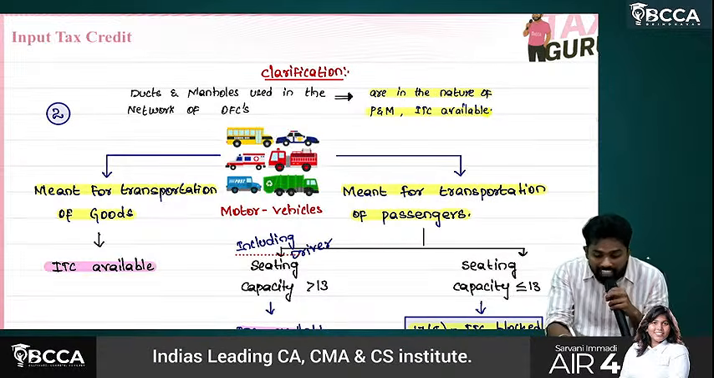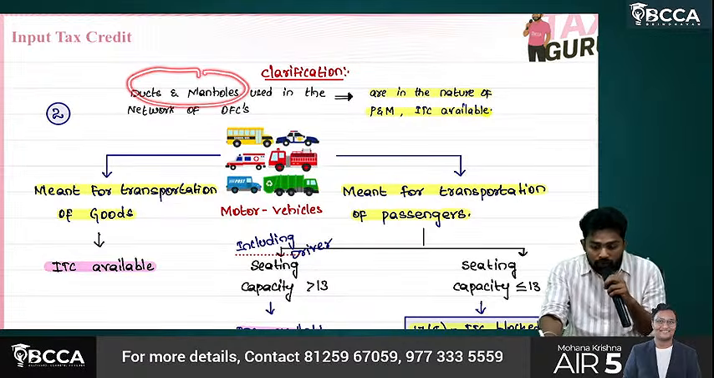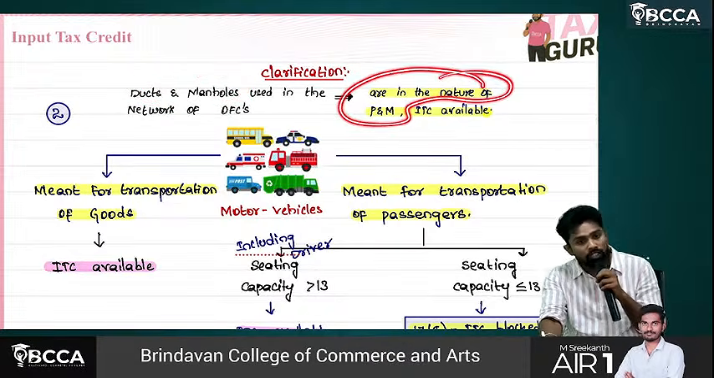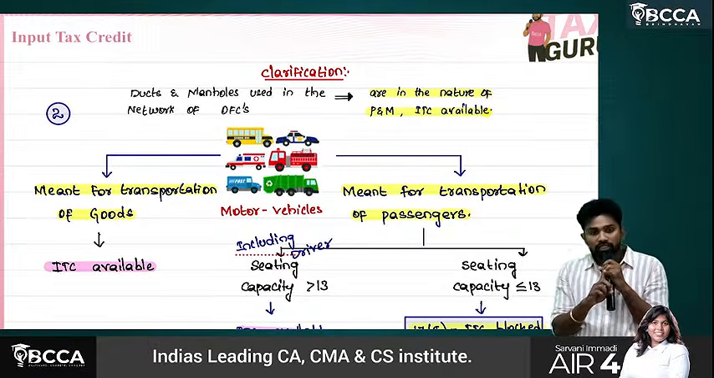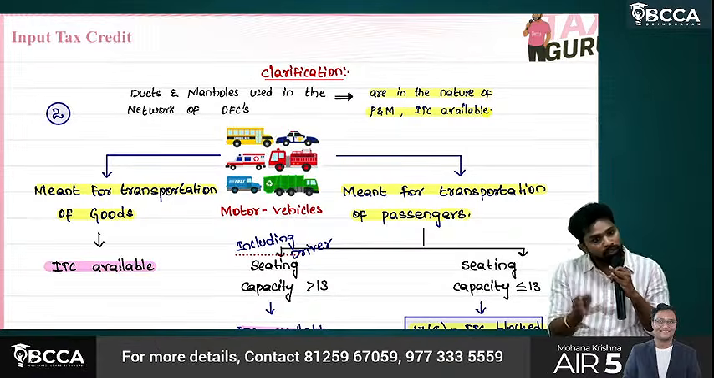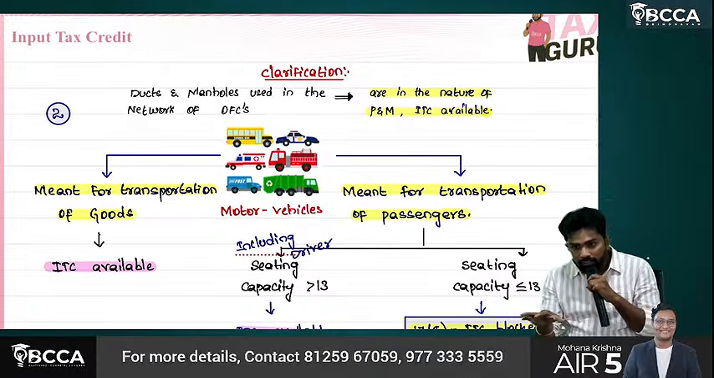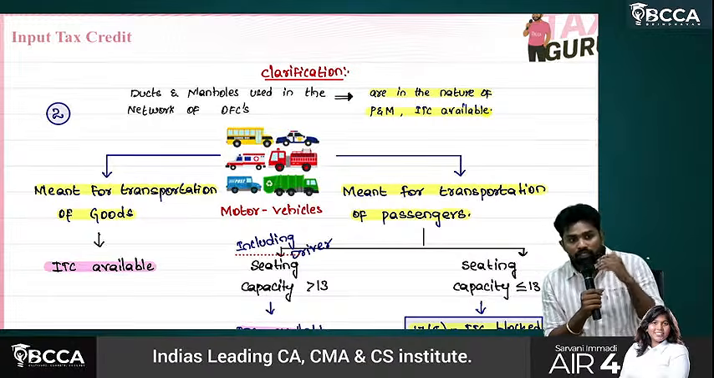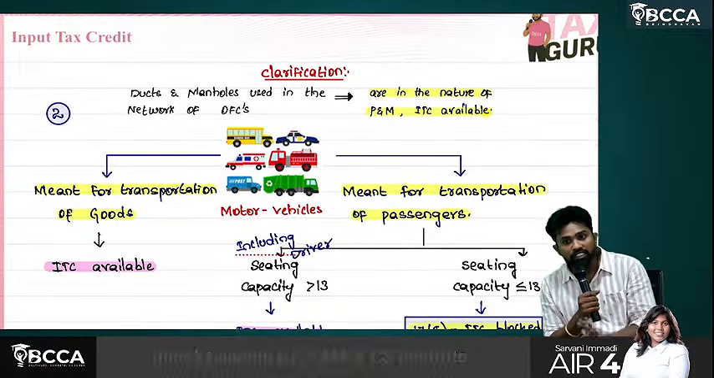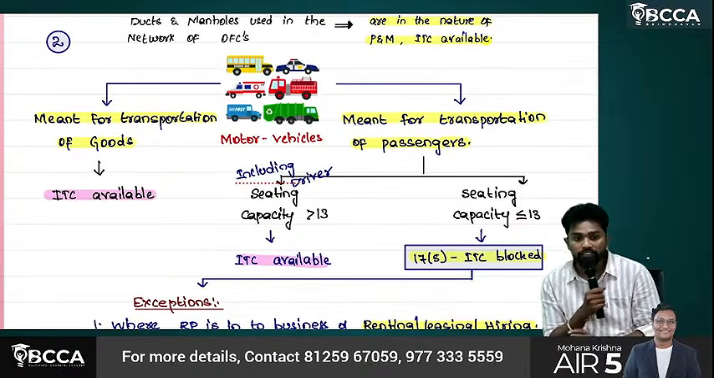So if any ducts and manholes are there, those are like plant and machinery only, hence on them ITC is available. So understand, sir, on plant and machinery ITC is available. Ducts and manholes are to be treated as like what? Plant and machinery only. Whereas mobile towers, pipelines laid outside factory premises are not plant and machinery, so ITC is not available. Then motor vehicles.